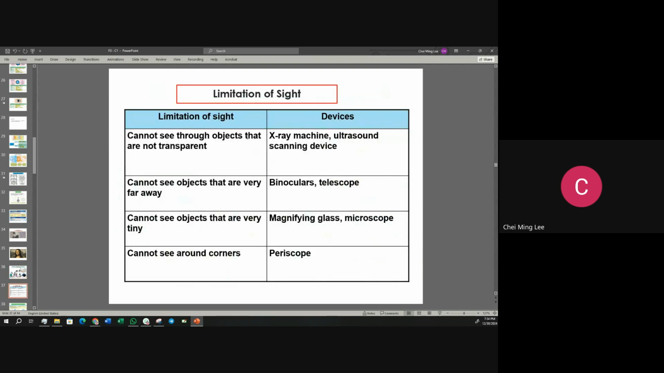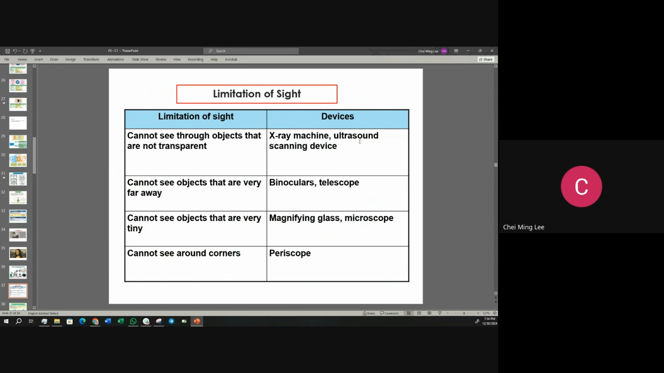Okay, then, next, let's see one by one. For example, we cannot see through objects that are not transparent. For example, I want to have a look at your bone structure, to see if you have a crack in your bone or not. Let's say both of you try to have a crush on the same guy. Then it's like, he's mine, and you're slapping each other. Suddenly you want to check if someone slapped too hard and there's a crack in the head. How do you want to scan it? By using an X-ray machine or ultrasound.